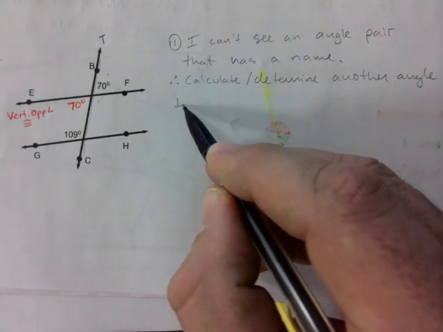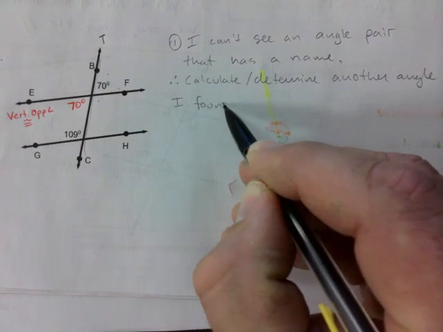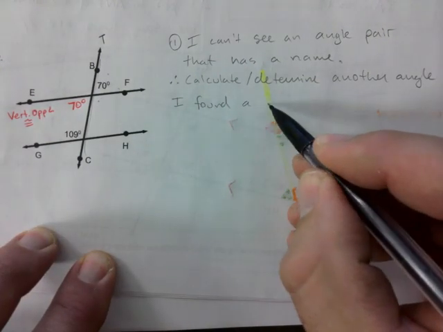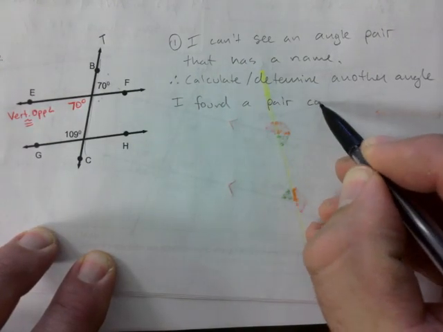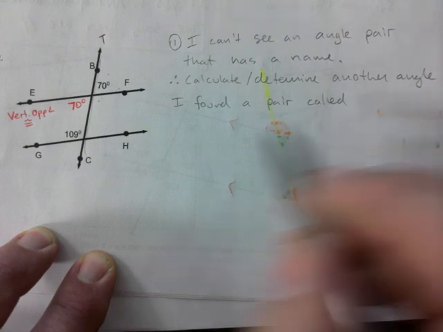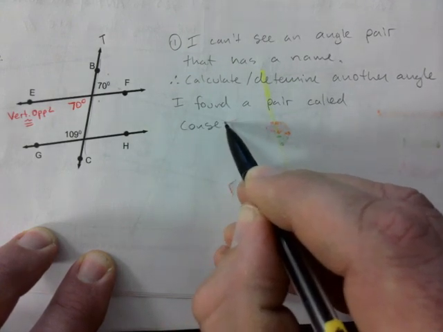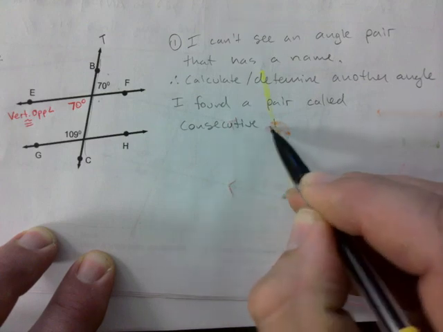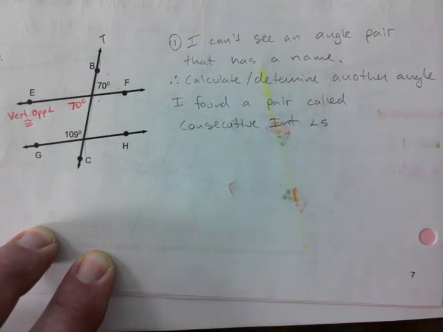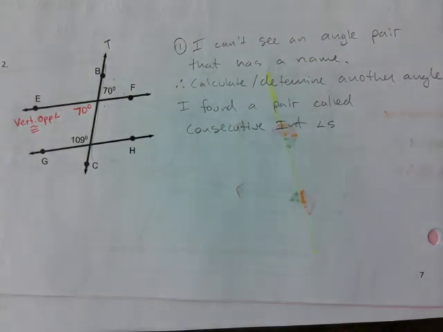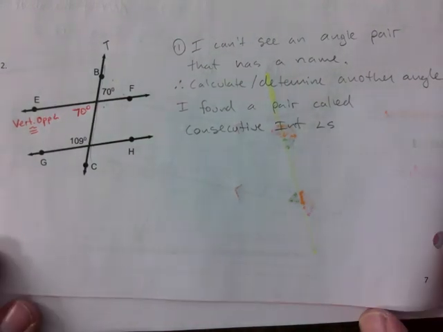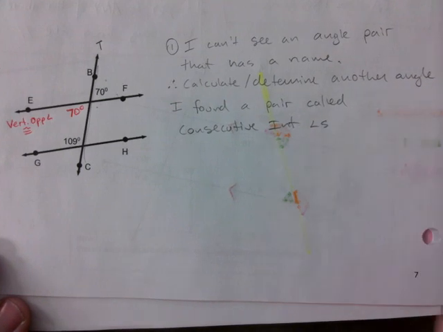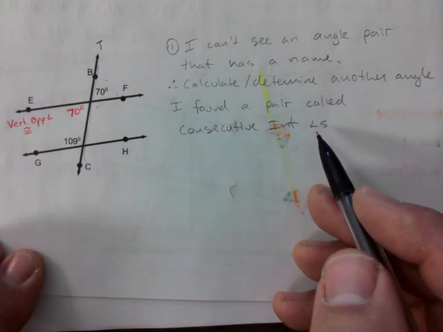I found a pair called consecutive interior. So this is where your artistic side comes out. You just express what you're doing, right? Just tell me what you're doing. I found a pair called consecutive interior angles.